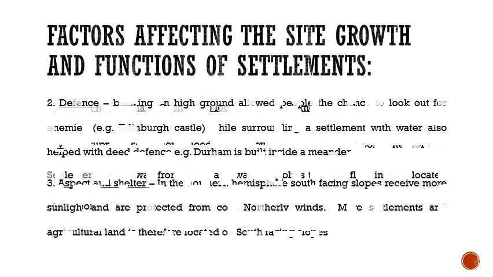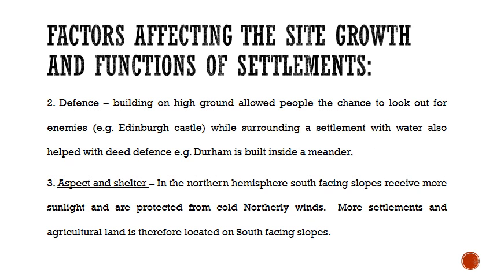Number 2, defense. Building on high ground allowed people the chance to look out for enemies. Example: Edinburgh Castle. Surrounding a settlement with water also helped with defense. Durham is built inside a meander.